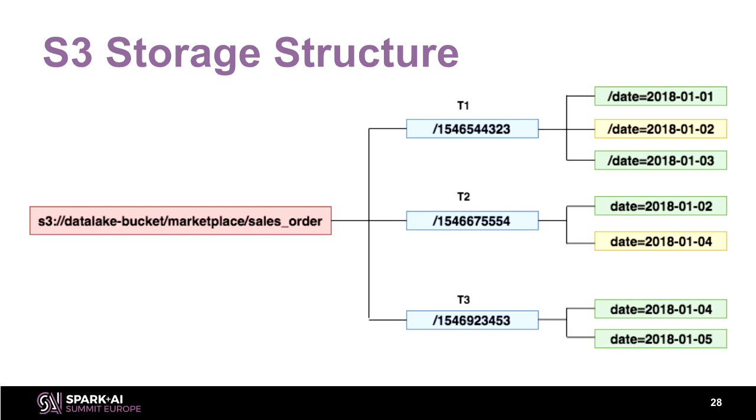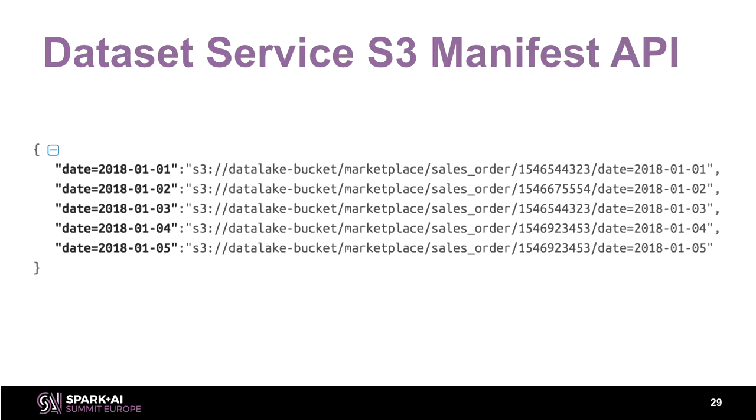Now we need a mechanism to make sure that if somebody wants to read, they can read the latest snapshot of all the partitions. For that, we maintain the metadata in, again, Dataset service, which we call the S3 manifest API. This S3 manifest API just maintains a mapping of partition and its latest path in S3, so that at any point of time when consumers query S3, they just query our API to get the latest partition paths, and that is consistent at that point of time.